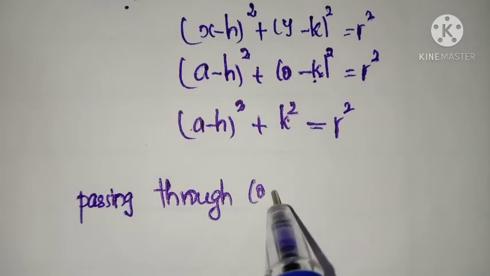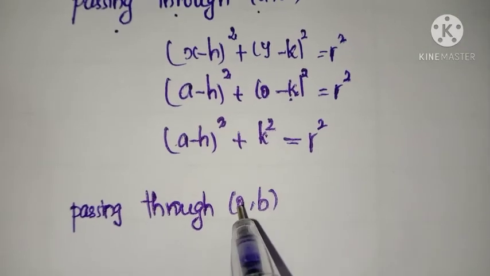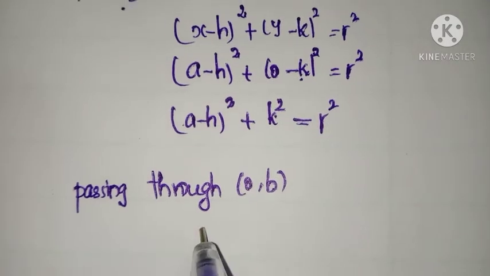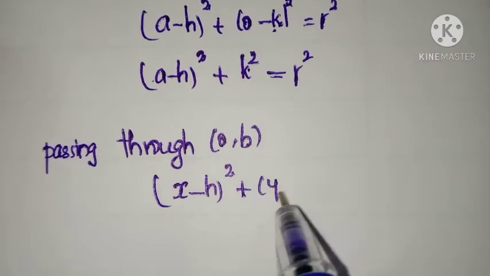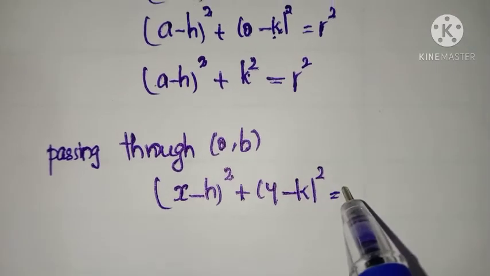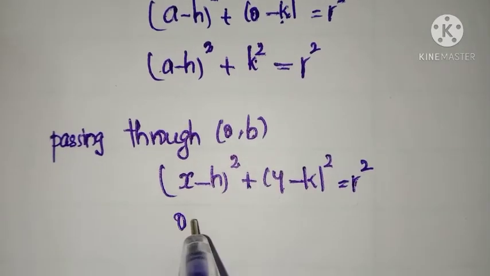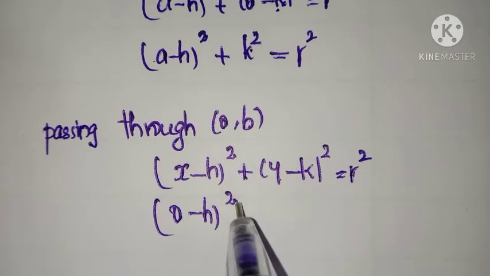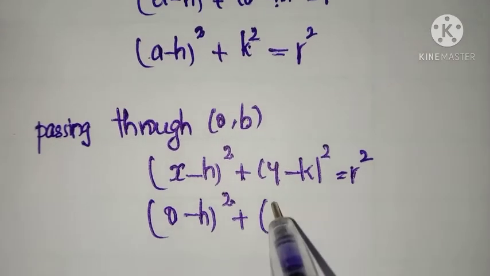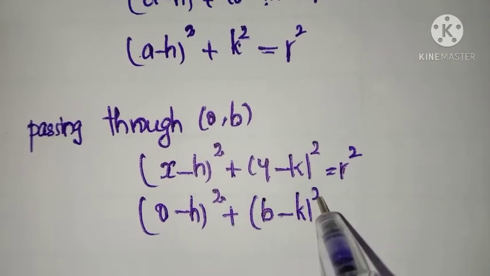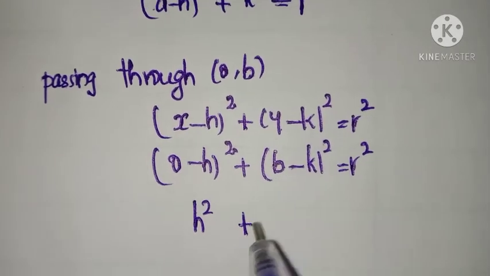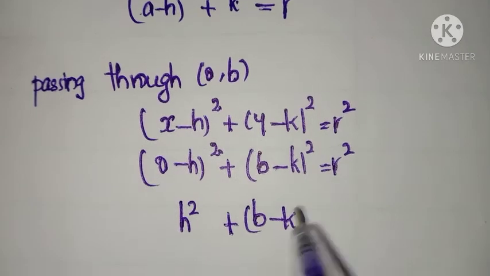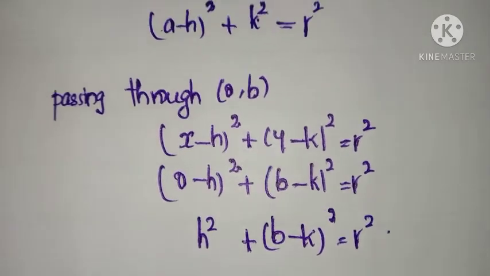Similarly, find the equation of circle passing through the next point. Next point means (0, b). So put x equal to 0, y equal to b in the equation of circle, (x minus h) the whole square plus (y minus k) the whole square equal to r square. So this becomes (0 minus h) the whole square plus (b minus k) the whole square equal to r square, or h square plus (b minus k) the whole square is equal to r square.